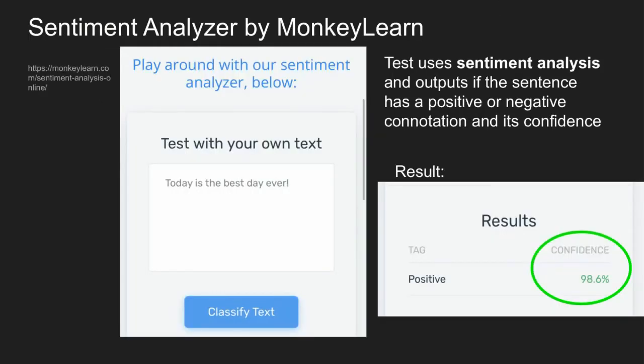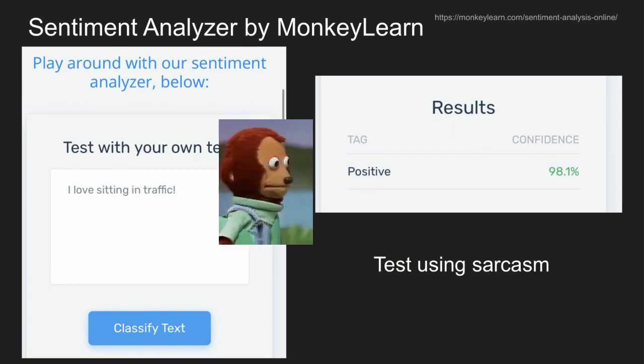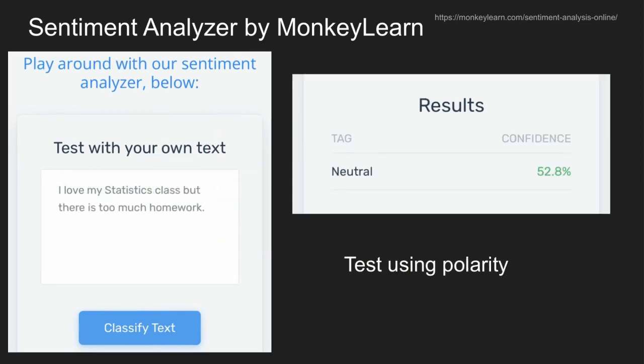Here's a sentiment analyzer by MonkeyLearn that outputs either if the sentence has a positive or negative connotation in the computer's confidence. So let's go easy first. Today is the best day ever is positive with 98.6% confidence. How well do you think the computer did interpreting sarcasm? Or how about polarity in one sentence?